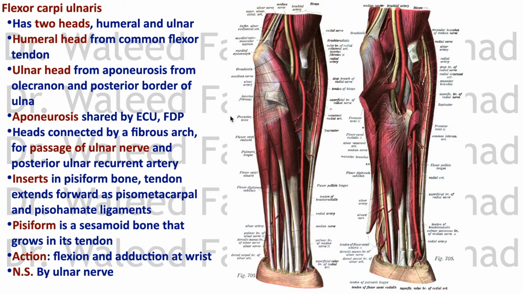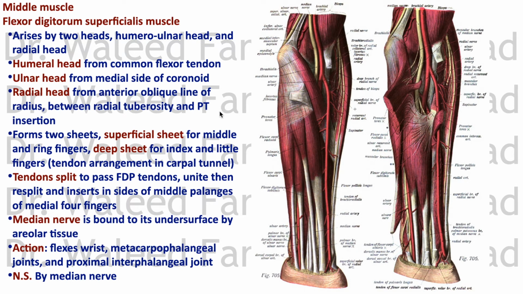Remember I told you every nerve that enters the forearm pierces a muscle. The ulnar nerve pierces the flexor carpi ulnaris. The muscle inserts in the pisiform bone. The tendon extends beyond the bone as the pisometacarpal and pisohamate ligaments. So the pisiform is considered a sesamoid bone that grows inside the tendon. The action of the muscle is flexion and adduction at the wrist, and the nerve supply is by the ulnar nerve.